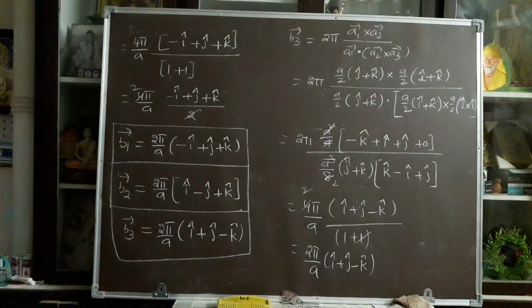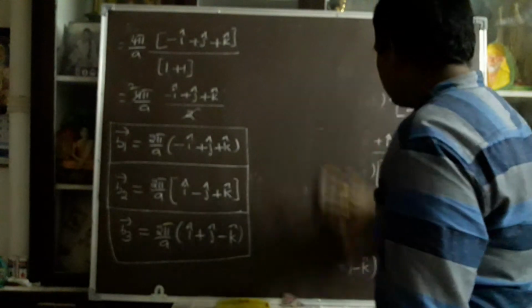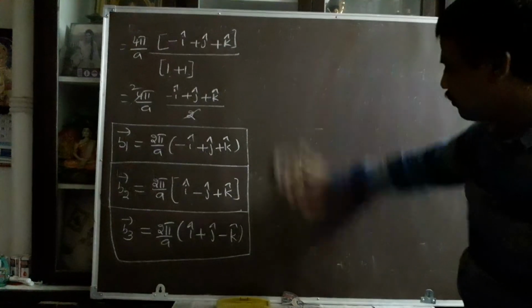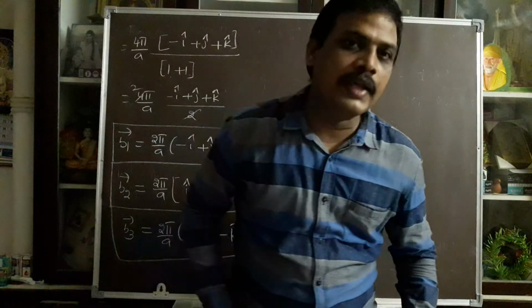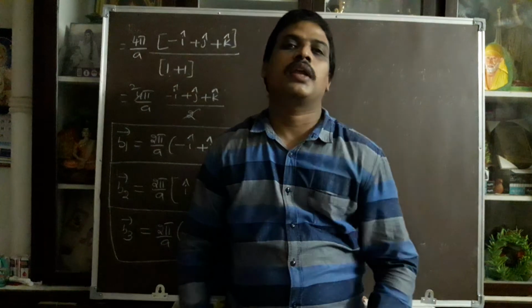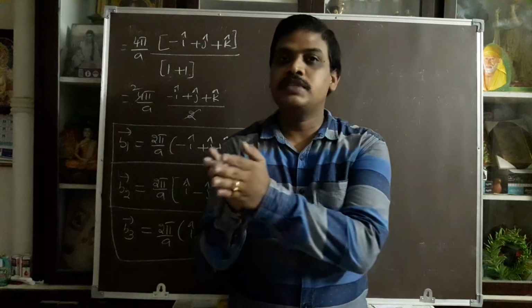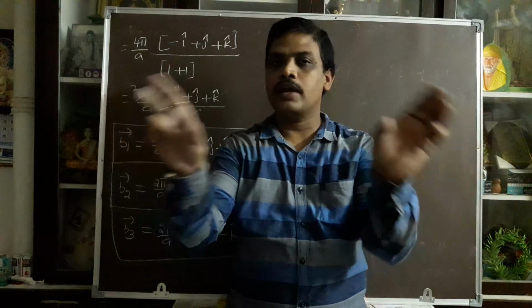So you get B1, B2, B3. According to this structure, you get B1, B2, B3. What you conclude from the previous derivation is that the reciprocal lattice of the BCC structure is similar to the FCC structure lattice. The normal FCC structure lattice and the BCC reciprocal lattice are both equivalent.